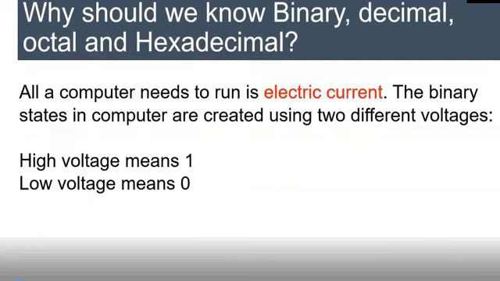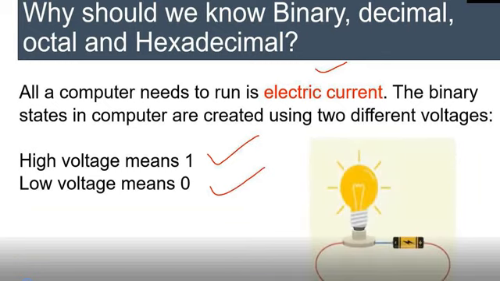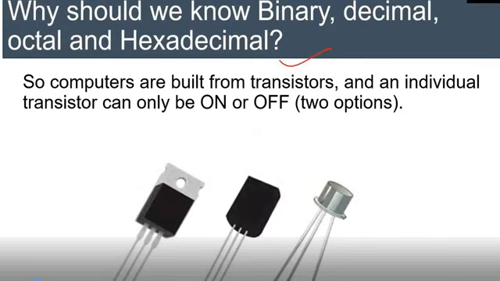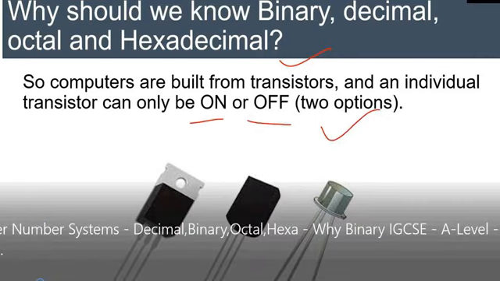All computers need to run is electric current. The binary states in a computer are created using two different voltages. High voltage means 1 and low voltage means 0. If you observe, this is a light blinking state, so we can treat that as a high voltage. If the light is not blinking, that is a low voltage, meaning 0. So computers are built from transistors, and an individual transistor can only be on or off, two positions or two options.